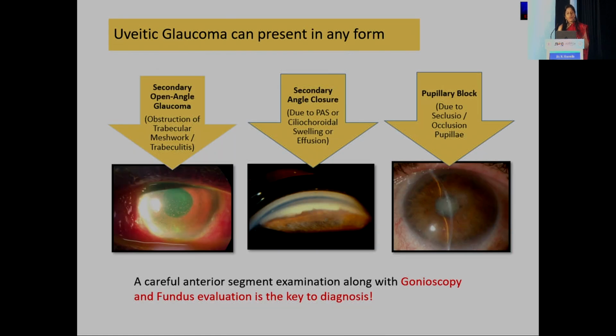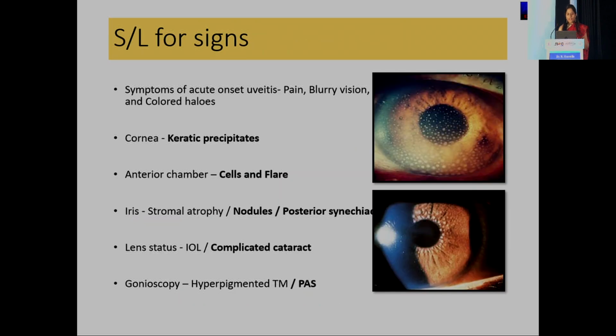And now we move on to the uveitic glaucomas. We all know uveitis is also a very common entity, and you have to look at certain features which might be very clear cut for uveitis, and they may present as secondary open angle glaucoma, angle closure, or even with a pupillary block. So the key is to examine the anterior chamber carefully and also do a gonioscopy to understand the nature of the angle closure that you're dealing with. And importantly, you can also pick up other associated signs with uveitis when you carefully examine at the slit lamp. Look for KPs, cells and flare, nodules, posterior synechiae, complicated cataract, and PAS.